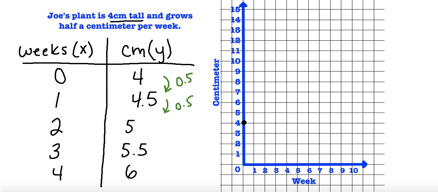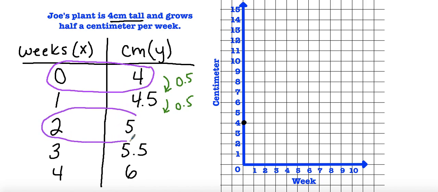So what I'm going to do is I'm actually going to pick the points that I want to graph that are easier. So 0, 4, that's easy. 2, 5, that's easy to plot, and 4, 6 is easy to plot. So I already have 0, 4 plotted, 2, 5, and 4, 6. So what's going to happen is when I do connect these, I'm going to just extend my line with an arrow at the end to show that the plant could keep growing.